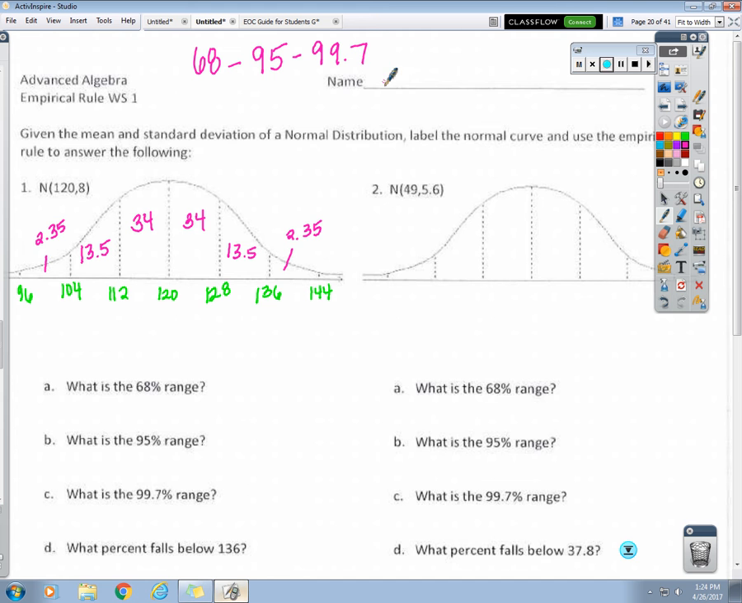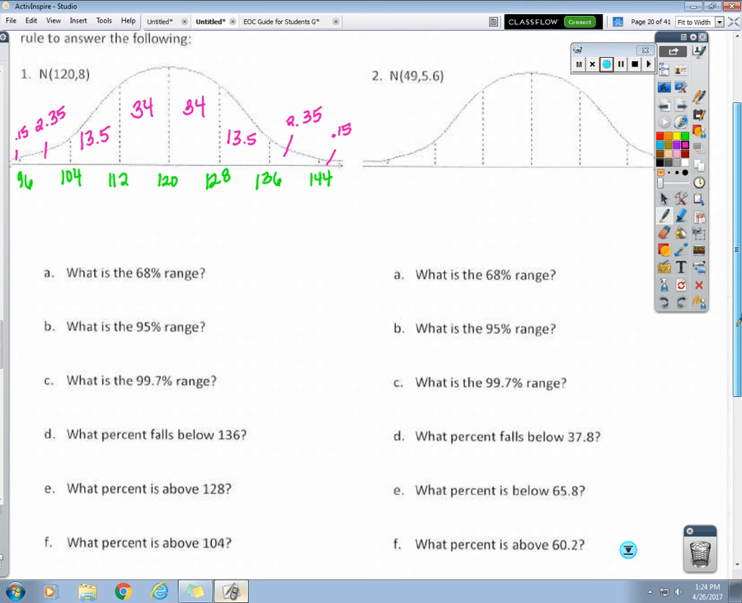right? Which is why the empirical rule is also known as the 68, 95, 99.7 rule. Correct, because 100% of the data is represented. Well, that's not quite 100, so if you split that, it'll be 0.15, 0.15. Now that you have it labeled, you can answer questions about it.